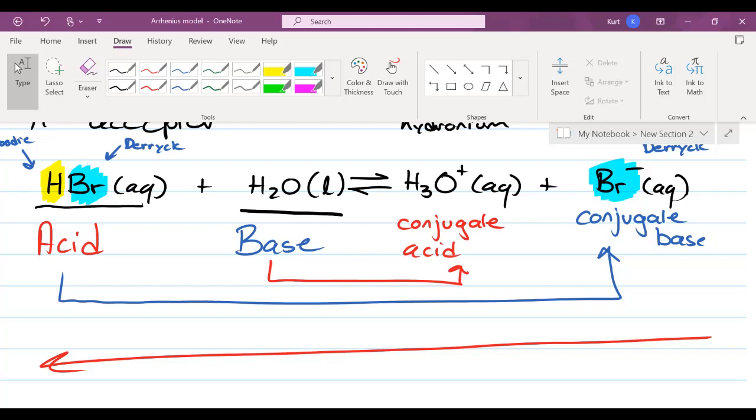So take a look at this. This ball is hydrogen. You ready? Catch. What am I? I just lost my hydrogen. Max, paying attention? I'm an acid. What does that make him? Okay, now let's go in reverse. He just gave me his hydrogen. What does that make him? He's the conjugate acid.